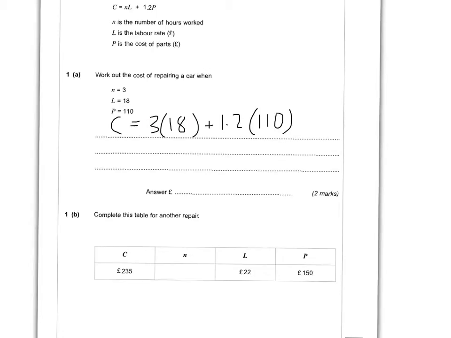Now writing these numbers next to each other means they're being multiplied together in the same way the letters next to each other means they're being multiplied. The brackets just keep them separate so that it's clear that I'm multiplying 3 and 18 rather than writing 3, 1, 8. You could have just as easily written the multiplication signs in between these two numbers.